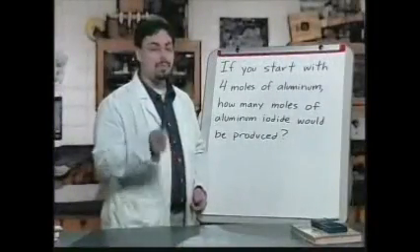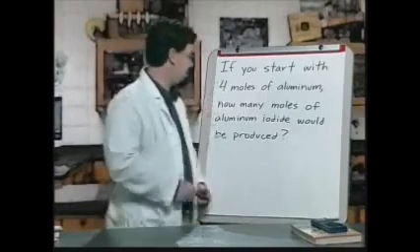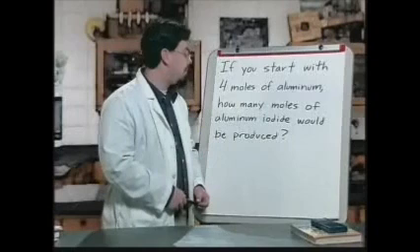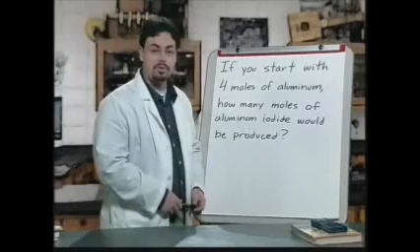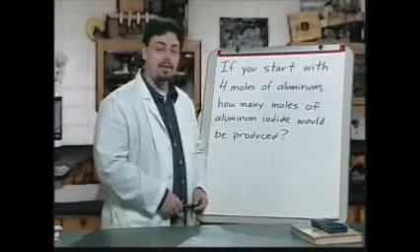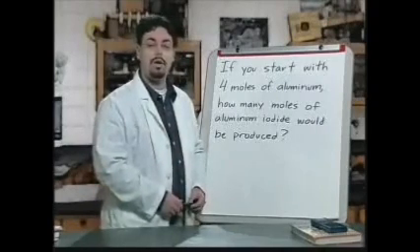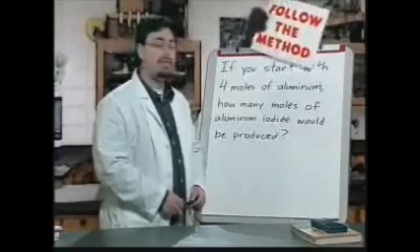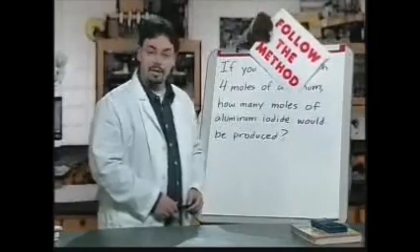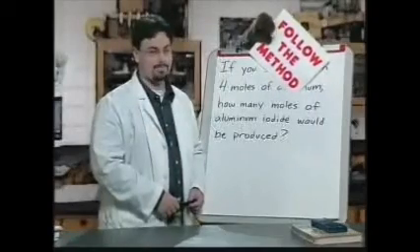Now, let's try something a little trickier. If you start with 4 moles of aluminum, how many moles of aluminum iodide would be produced? You can probably figure this one out in your head, but don't. This is one of those cases where we are going to follow the method so you can see how it goes, because from now on, the problems are going to get harder.